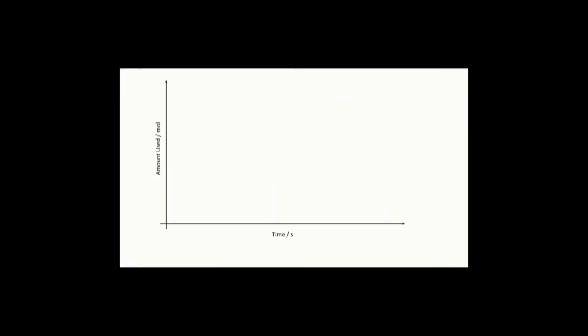So if I took the amount of substance used and plotted that on a graph against time, with amount used on my y-axis and time on my x-axis, I could plot a graph of the reaction, and we'd start with a lot of our reactant, and we would end up with none left at the end of the reaction, in theory.